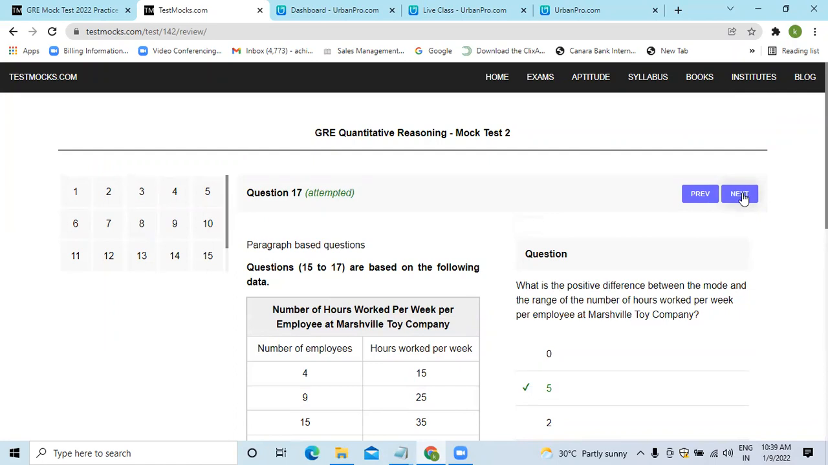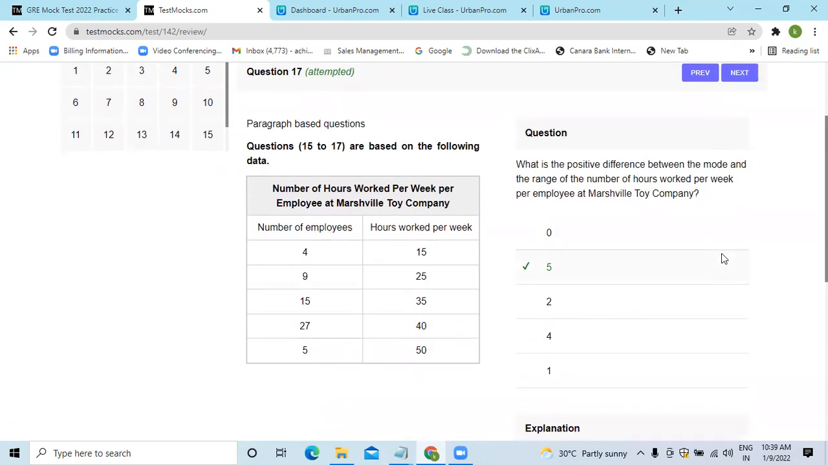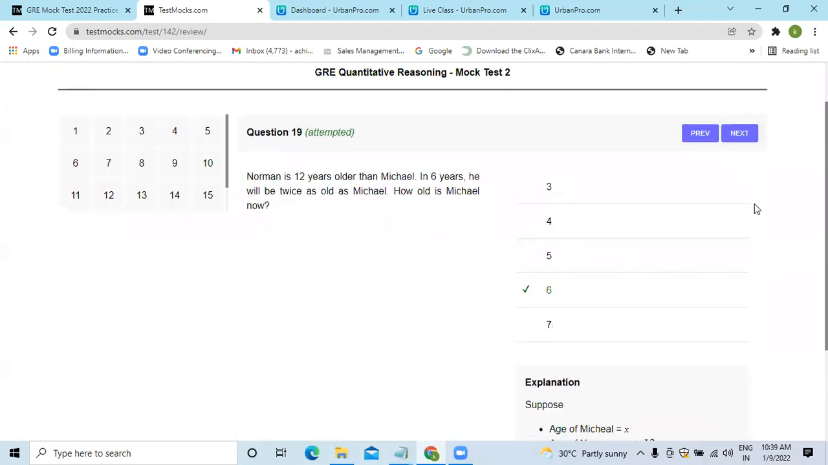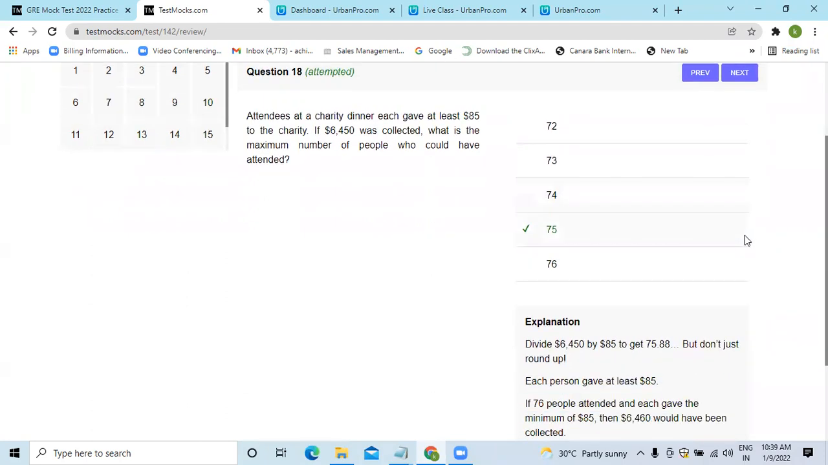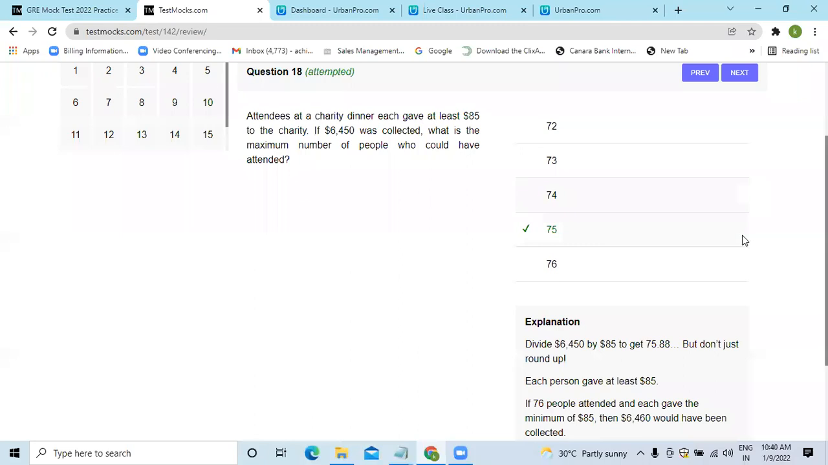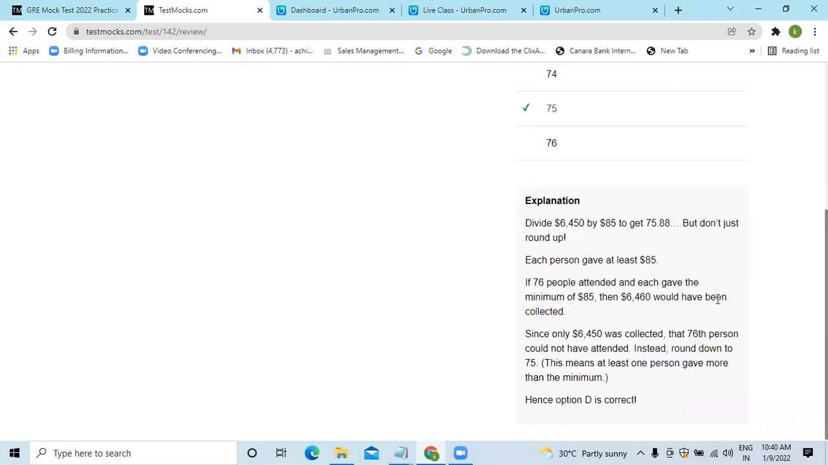This was range. Okay. What is the positive difference between mode and the range? Got it right. And this is also right, 75. So, can we go to the previous one? Yeah. So this one, as it says, I got 75.88, right? So I should never round it up, right? I should always round it down because you can't have 0.8 of a person. Because that's where I was thinking, should I go 76 or 75? Okay.